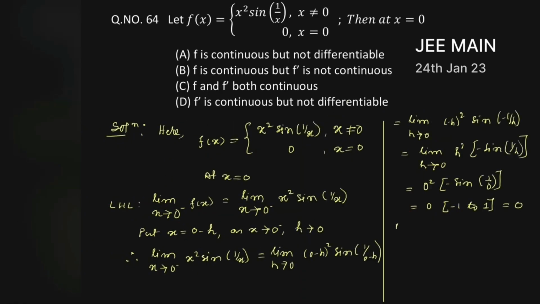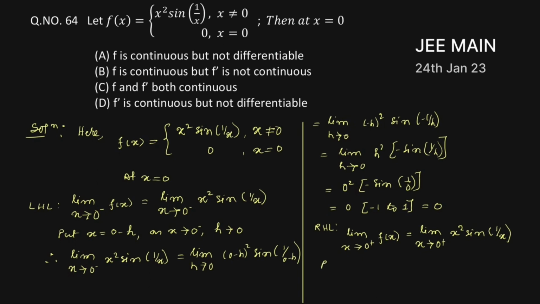Now we solve the right-handed limit, that is limit x tends to 0 plus f of x. 0 plus means it's slightly greater than 0. Then we will take limit x tends to 0 plus, which is not equal to 0. So we will take the same function, that is x square sine 1 by x.